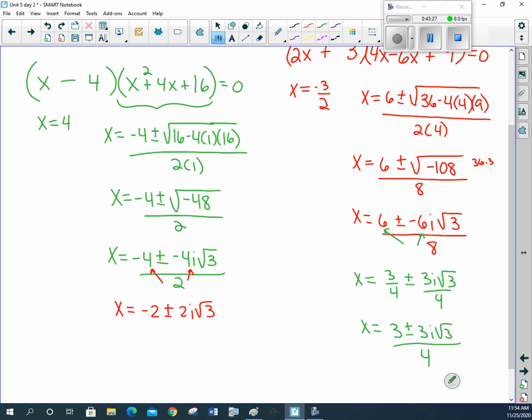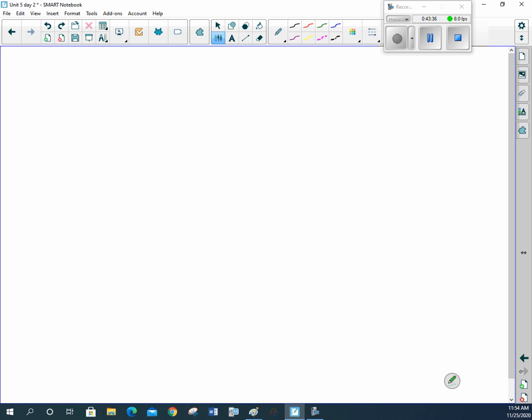So we've got 3 answers. So when you have your sum and difference of cubes, guys, one of the answers is going to be real, and then the other two are going to be imaginary. You're going to have to use the quadratic formula to find all 3.